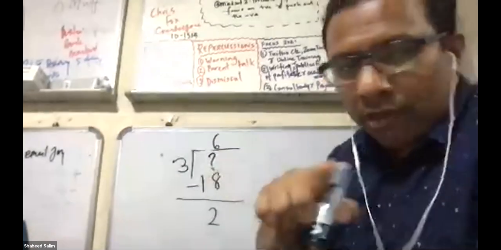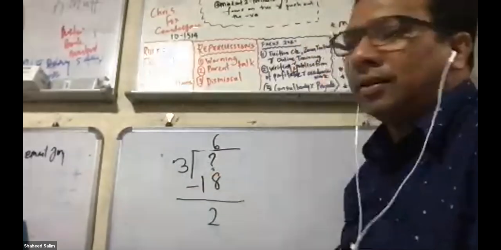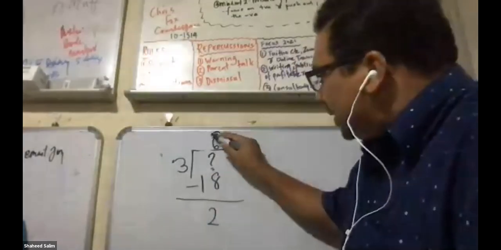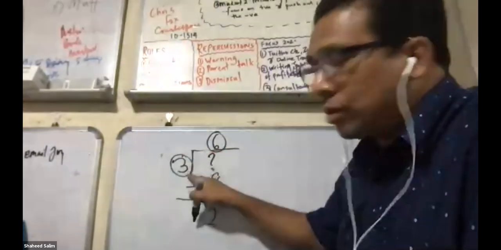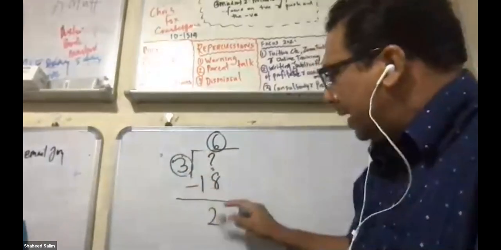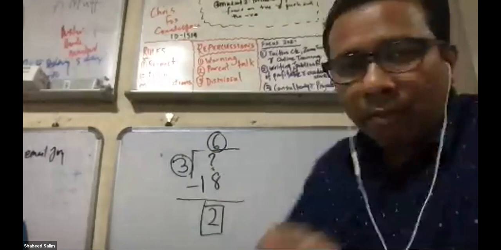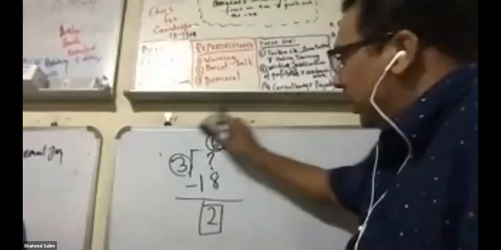Watch, 6 times 3, 18. Plus 2 becomes 20. You take this number times this number. 6 times 3, 18. Plus the 2. I'm going to test you now. Very easy. 6 times 3 is 18 plus 2. Okay, plus the remainder.